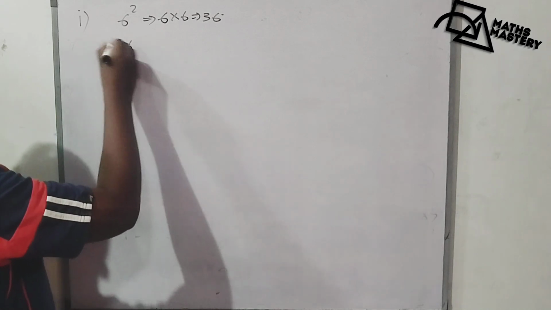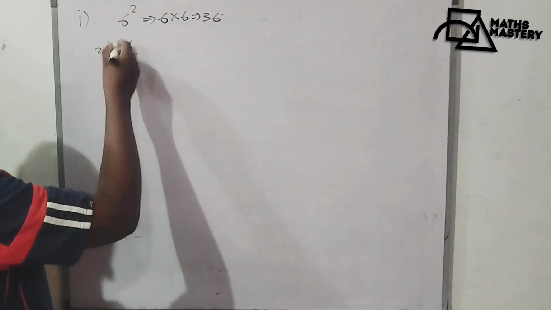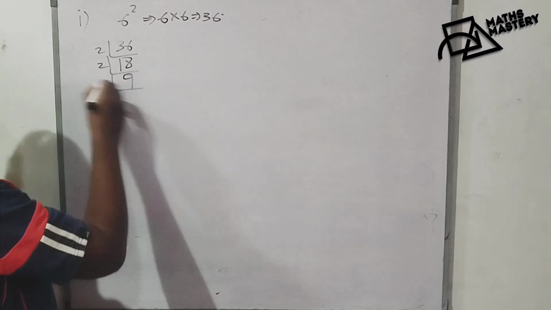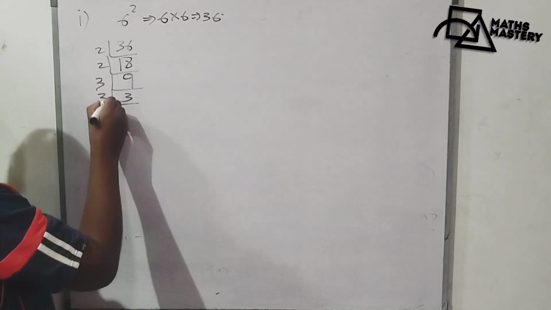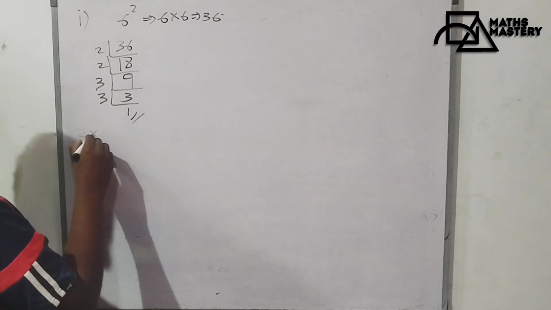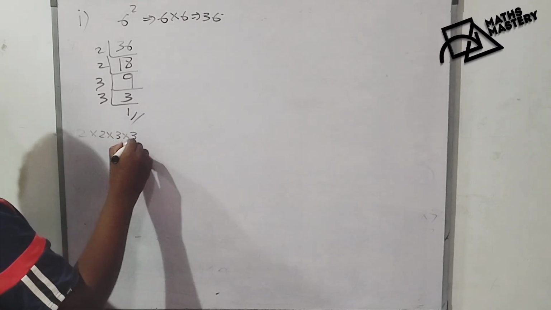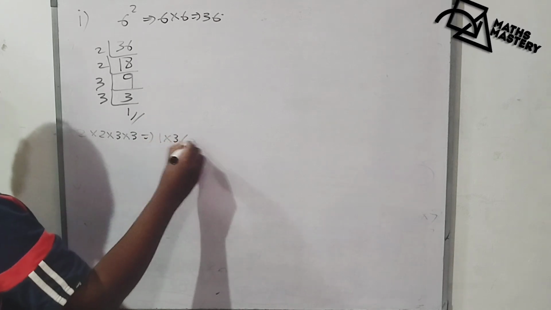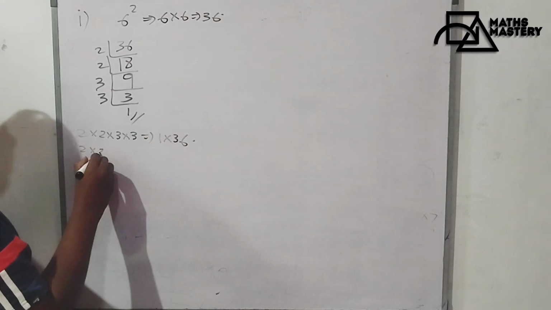So what you're going to do, divide 36 by 2, which is like finding the LCM. 36 divided by 2, you'll get 18. Again you divide by 2, you get 9. Again divide by 3, the answer is 3. Again divide by 3, the answer is 1. So the factors are 2 times 2 times 3 times 3. So 2 times 2 times 3 times 3, the answer is 1 times 36. Okay.